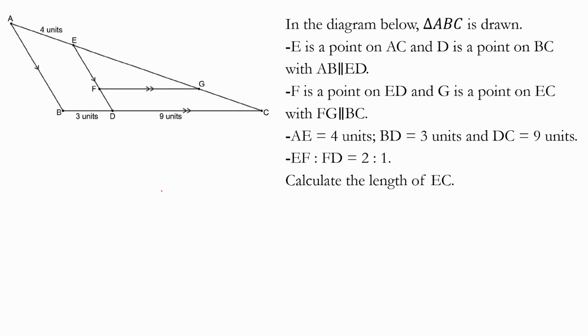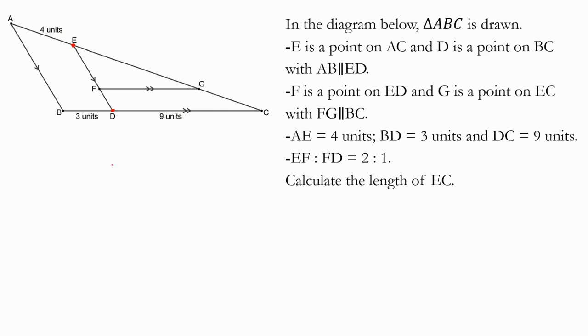E is a point on AC. We see point E there. And D is a point on BC with AB parallel to ED. Okay, what do you see here? We have the line ED drawn parallel to AB.